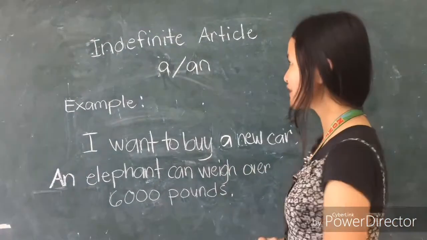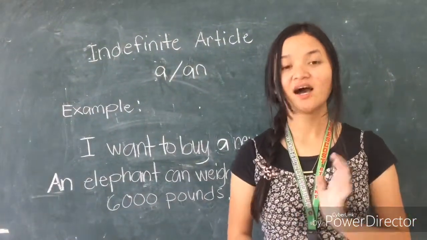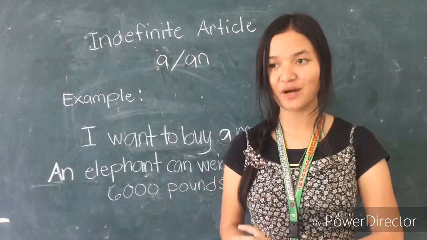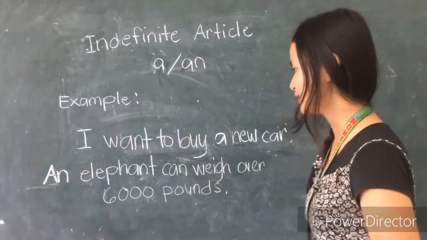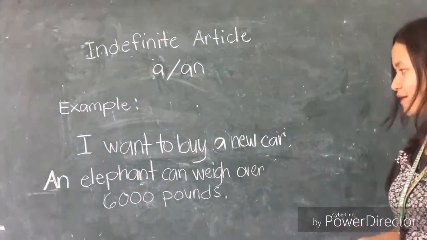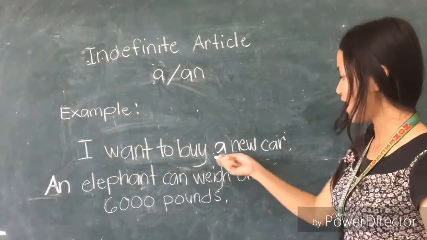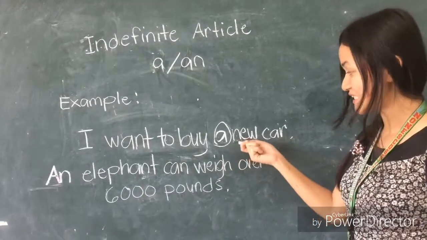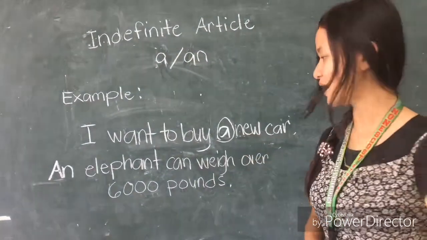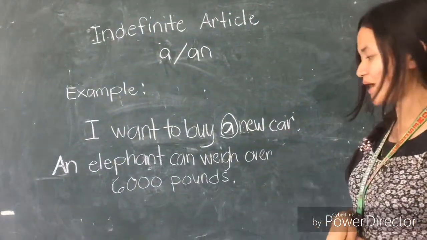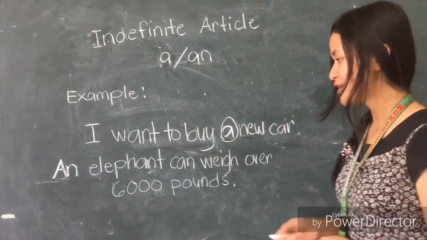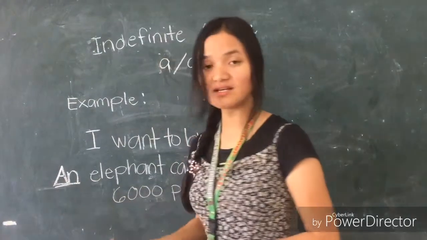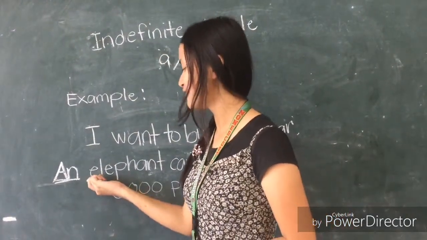Let's proceed to the indefinite articles a or an. A is used when it precedes a consonant sound, while an is used when it precedes a vowel sound. For example, I want to buy a new car. So the article is a because it precedes a consonant sound, which is n. Then the second one is, an elephant can weigh over 6,000 pounds. So the article here is an because it precedes a vowel sound.